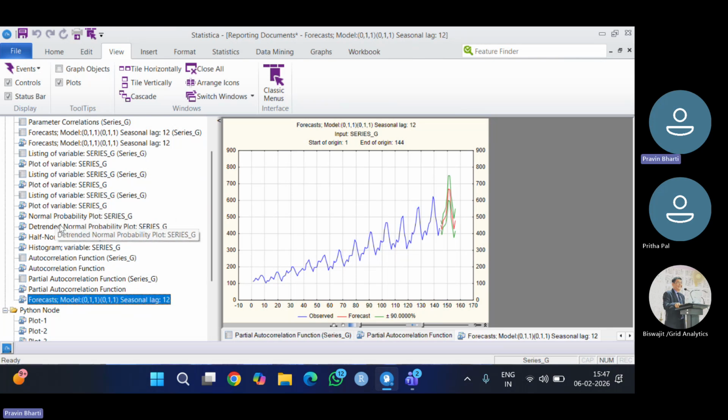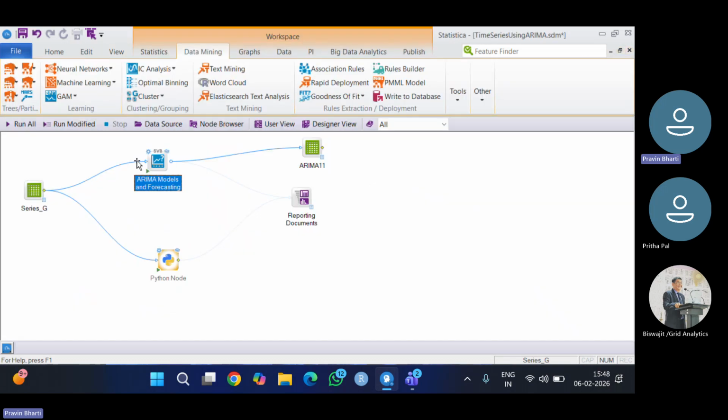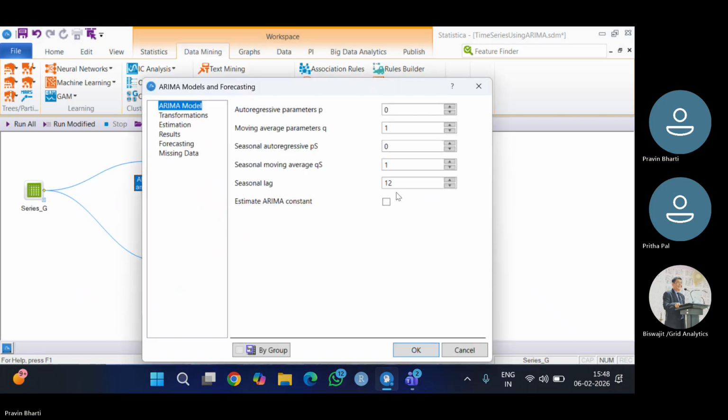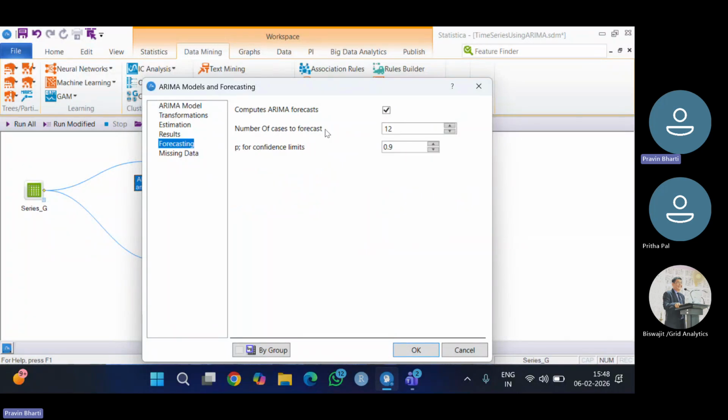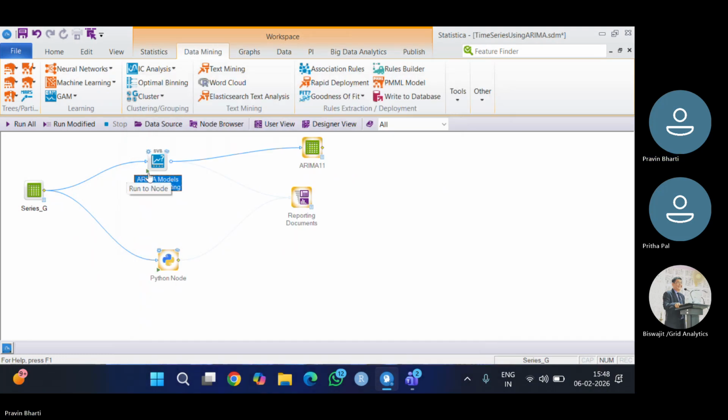Now I go to the, yeah. So in this way, we can see how we can forecast the next 12 months or whatever we choose. But as we increase the number of forecasted steps, the accuracy will decrease. The number of cases to forecast, initially it was 12, but we can increase it as a multiple of 12. If I increase from 12 to 24, it will forecast in the same way.